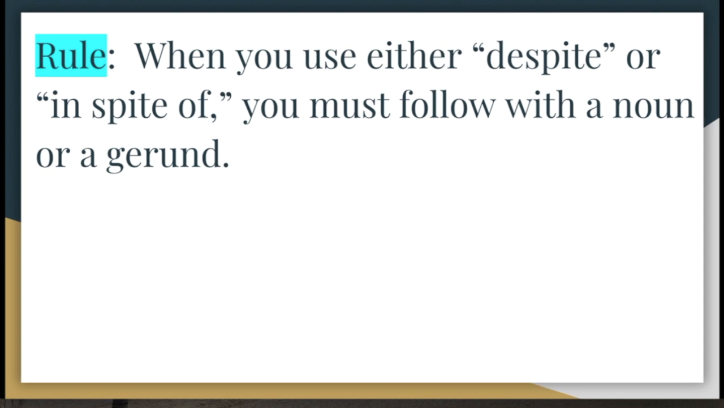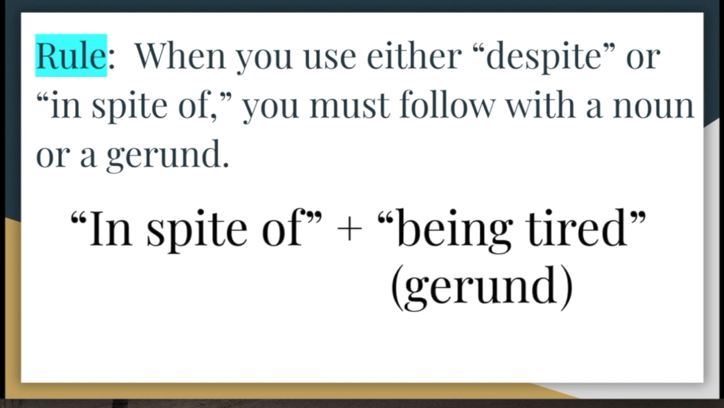When you use either despite or in spite of, remember you must follow it by a noun or a gerund. So in this example, in spite of is followed by a gerund, being. What is a gerund? A gerund is the verb with the -ing, but it acts like a noun.